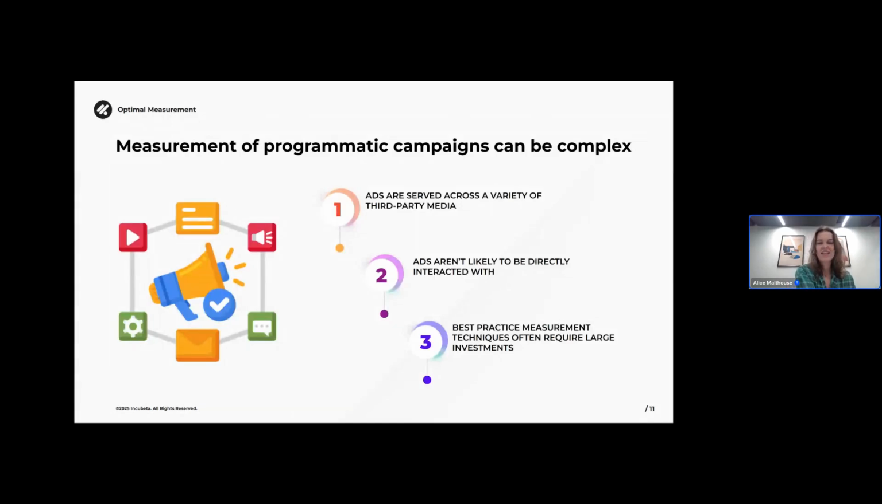Also with programmatic campaigns, ads aren't likely to be directly interacted with. So unlike with search campaigns where people often click on ads, for lots of programmatic campaigns, this is not the case. You might just view an ad in passing, or it might be really hard to even measure that. So maybe for out of home, that could be quite tricky to measure. So again, that means it's more complex to set up your measurement. And then finally, best practice measurement techniques can require larger investments. So sometimes if you're doing MMM, more sophisticated measurement techniques, you might need budget set aside to pay for the MMM model and technology, but you'll also need to have sufficient investment into the channels that you're running so that you can get a read in these measurement types as well.